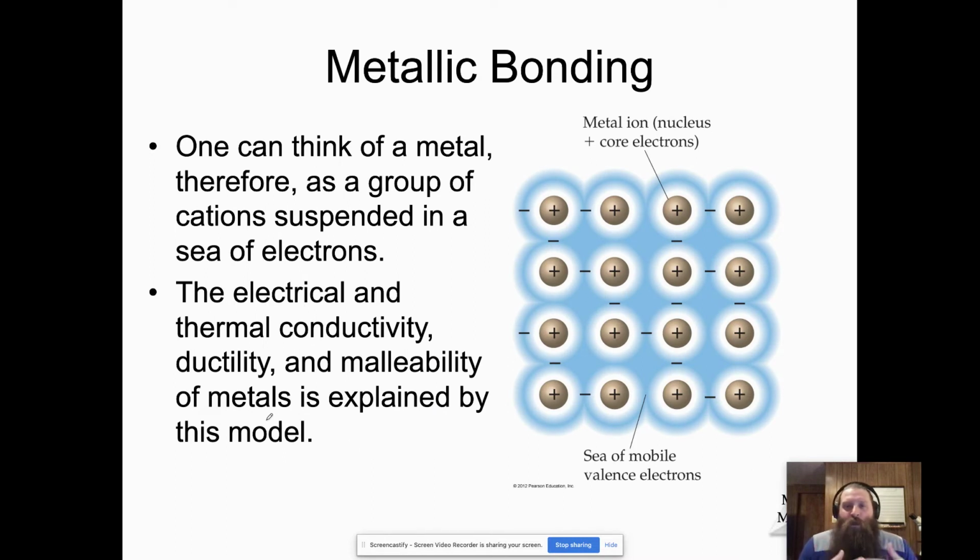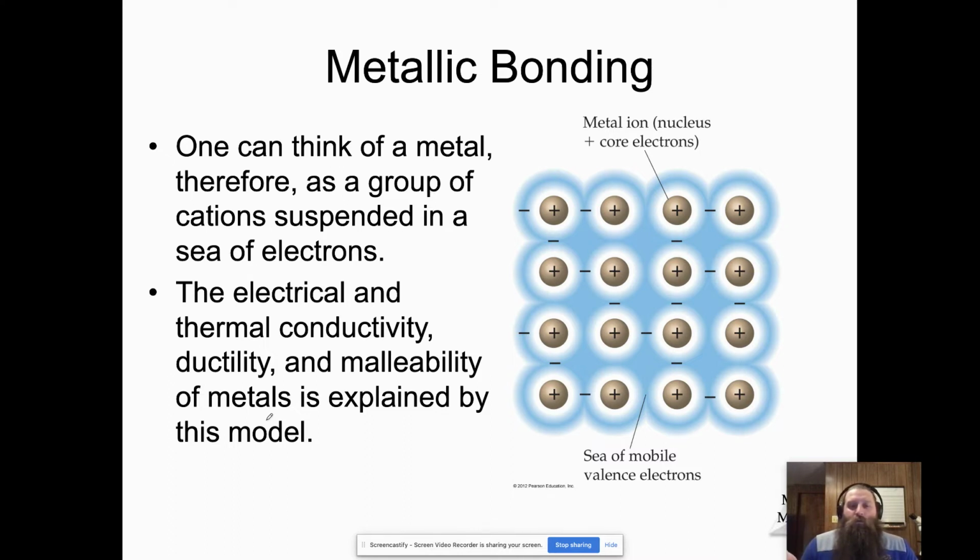In order to visualize that, we call that the sea of electrons. So we think of a bunch of cations, a bunch of metal nuclei, and they are suspended in their sea of electrons that just kind of float hither and yon. Now, if you want to explain electrical conductivity, this is a really good way to do that, right? If you don't apply an anode and a cathode to the metal, the electrons just roam freely. But the moment you put potential charges there, they can line up and electrons can move back and forth.